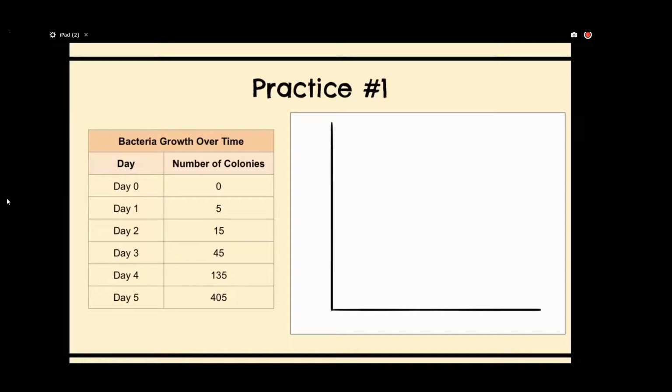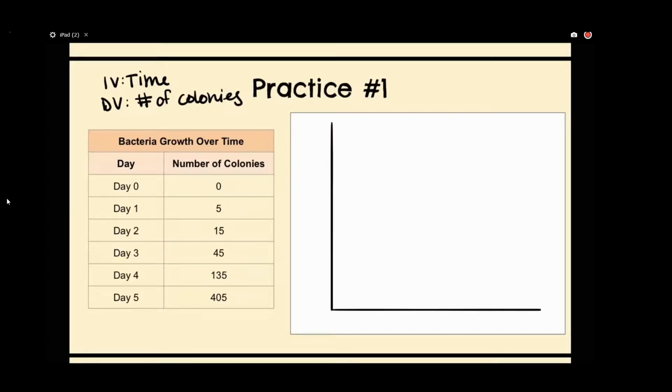Okay, so first, what's my independent variable? What's my dependent variable? In this case, there's nothing that the researcher is really changing, so we're just keeping track of growth over time, so time is going to be our independent variable. But what we are measuring is the number of colonies. So I want to put my independent variable on the x-axis, my dependent variable on the y-axis.